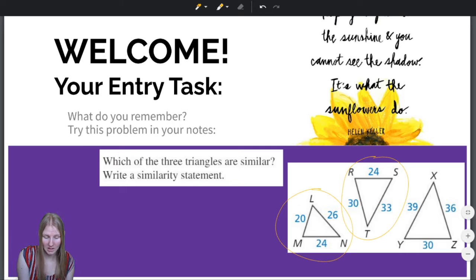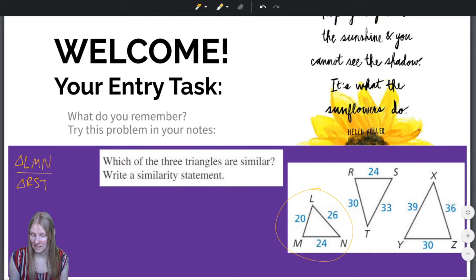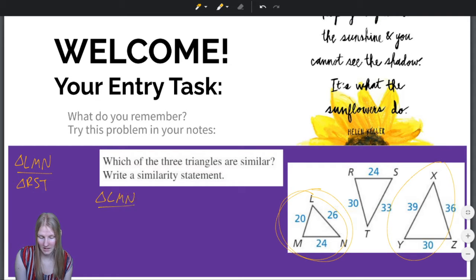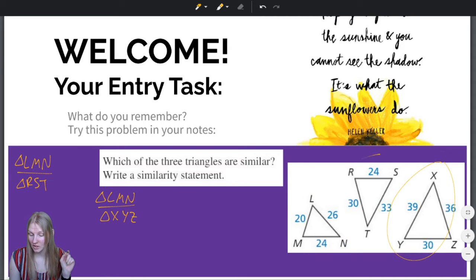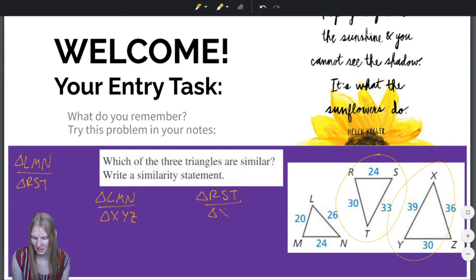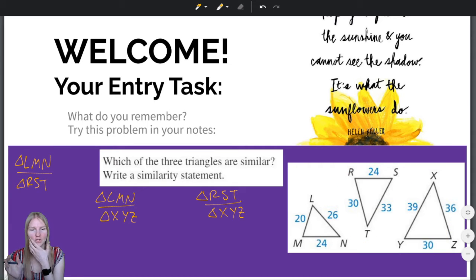So that's one thing that we'll do. We'll compare triangle LMN to triangle RST. And then we need to know, is triangle LMN similar to triangle XYZ? So we'll look at triangle LMN and triangle XYZ. And then we still want to know, well, wait, is triangle RST similar to triangle XYZ? So we want to look at all three of these cases here. We want to know, are any of the triangles similar to one another?